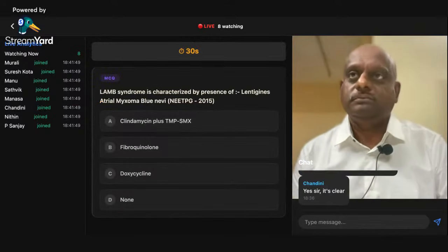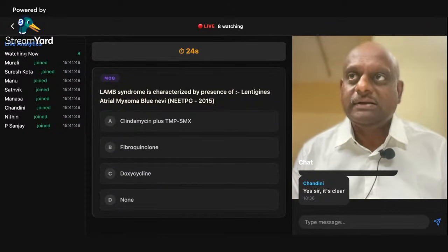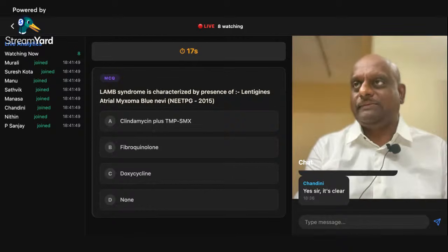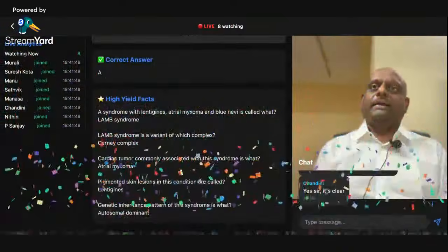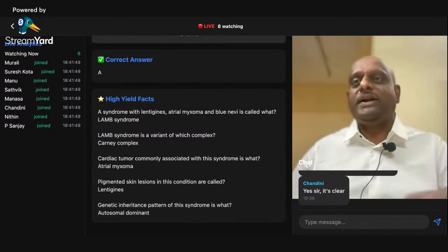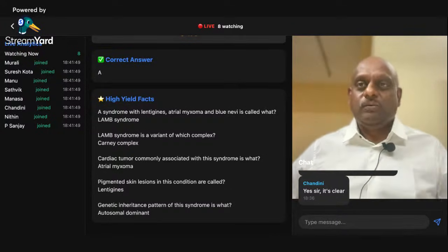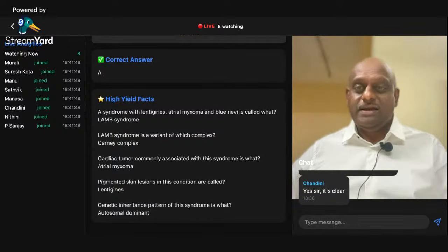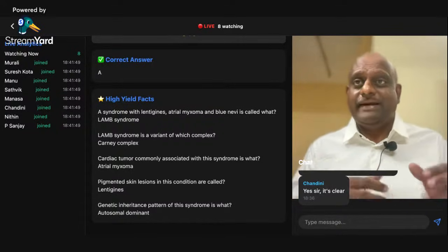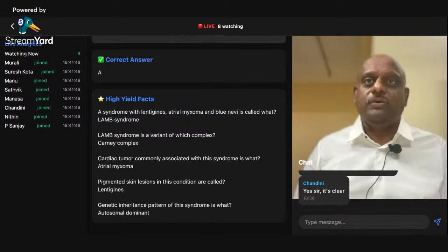Now, LAMB syndrome is characterized by the presence of what? Oh, I think the options are wrongly framed. Lentigines, atrial myxoma, and blue nevi, right? So the framing was wrong. All right. Lentigines, atrial myxoma, and blue nevi is called LAMB syndrome, is what you need to remember. LAMB syndrome is a variant of Carney's complex. And in this, what is the associated cardiac tumor? Atrial myxoma. And typically, whenever there is a structural protein disorder, like LAMB syndrome, inheritance is always autosomal dominant. Rate limiting enzyme disorders are autosomal recessive, is what we have to remember.